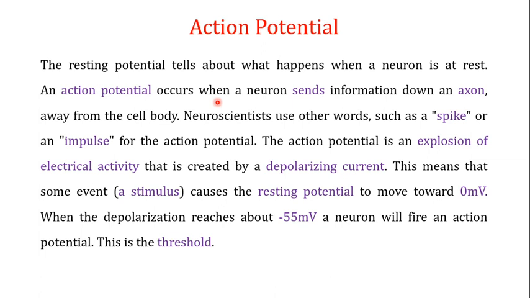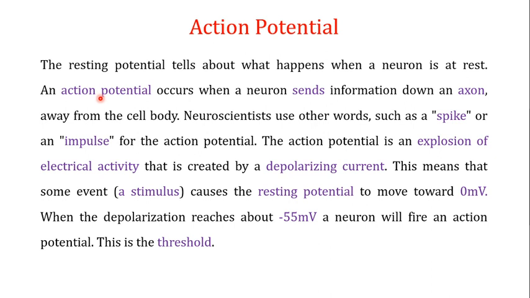So the action potential occurs when the neuron sends information down an axon, away from the cell body towards the axon terminal, for the release of the neurotransmitter, so that the message can be transferred to the postsynaptic neuron. Now neuroscientists use other words such as spike and impulse for the action potential as well. So if you look at the literature and you find the terms spikes or impulse in place of the action potential, they are referring to one and the same thing.